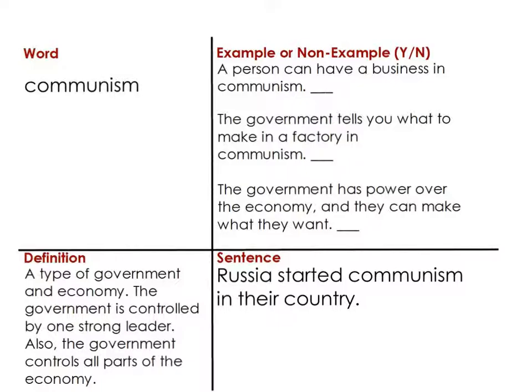Communism. Let's look at the definition. A type of government and economy. The government is controlled by one strong leader. Also, the government controls all parts of the economy. Let's look at a sentence. Russia started communism in their country.